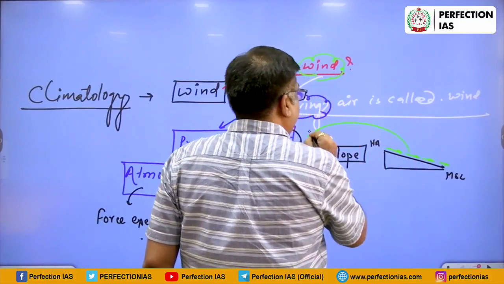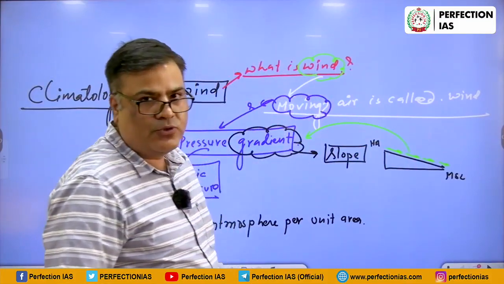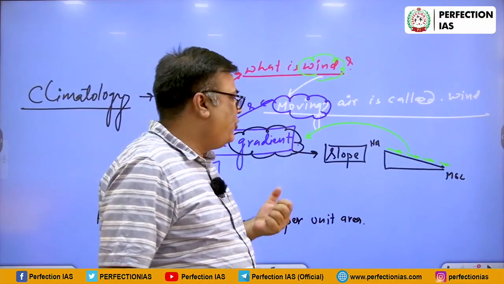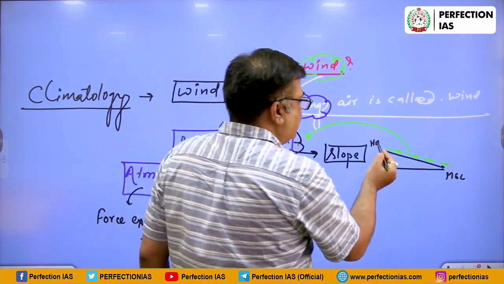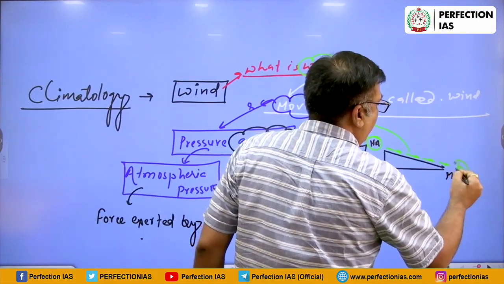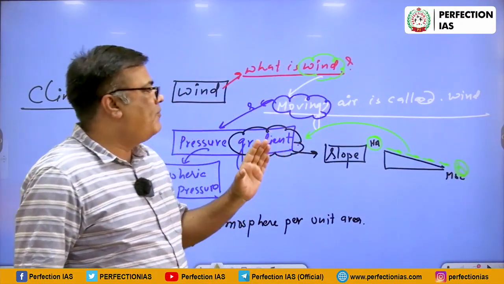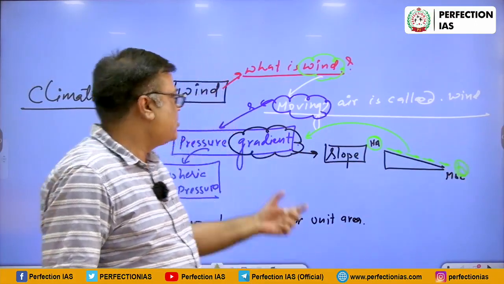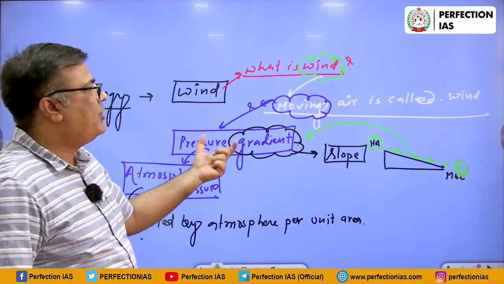It is called gradient also, slope gradient also. Thus if air has to blow, there should be some gradient, meaning somewhere there should be high and somewhere there should be low. Wind will also blow from high pressure to low pressure. This is called the pressure gradient.